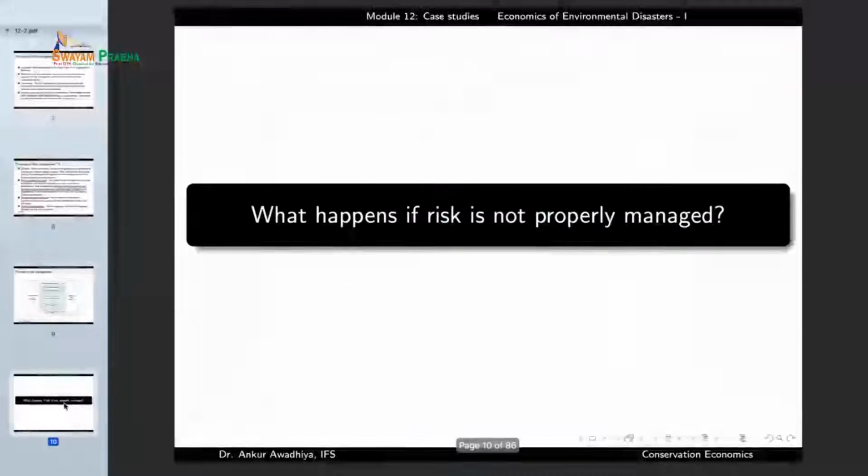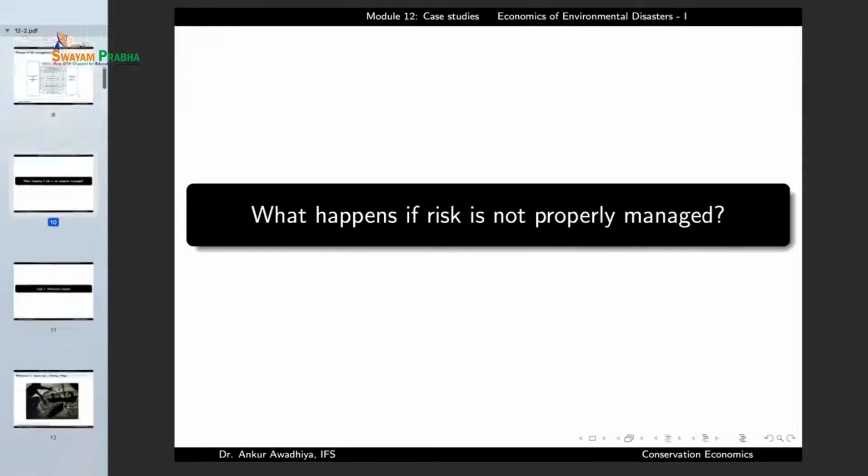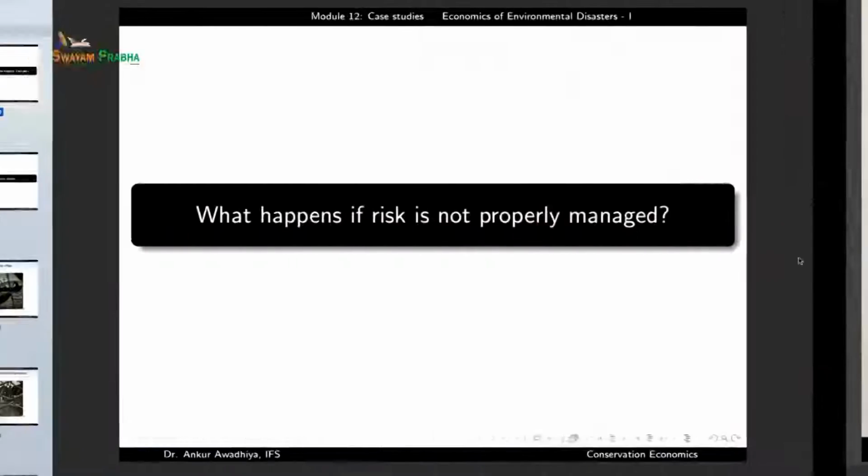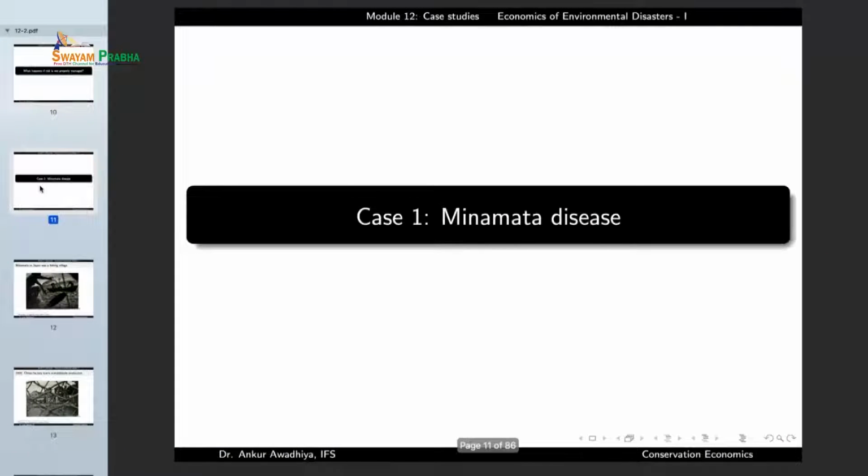Now, this is a theoretical framework on which risk management works. And this is how it should be managed. But then this is not always how things are managed in practice. So now let us have a look at what happens if the risk is not properly managed. What are the kinds of reasons because of which a risk is not managed properly, and what are the consequences? So we'll have a look at certain case studies. The first one is the Minamata disease.